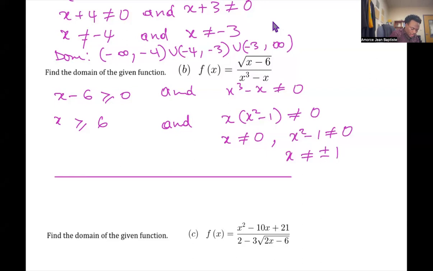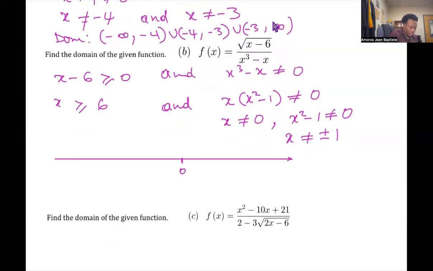So we have 0 here. I always like to put 0 because it defines the sides of the number line that we're going to use. We had x is greater than or equal to 6. So let me put 6 over here. That's 6, and it's included, right? And then everything on the right. But also we need to think about excluding plus 1 and minus 1. So plus 1 here, that's 1, and then that's minus 1 right here.